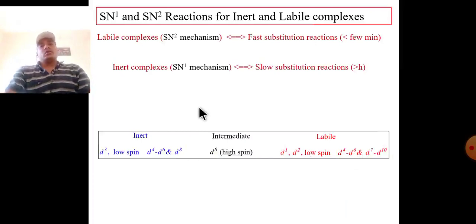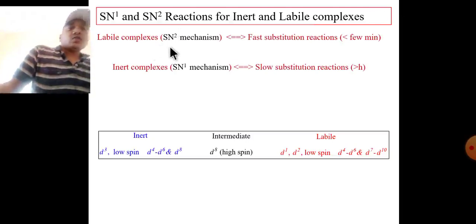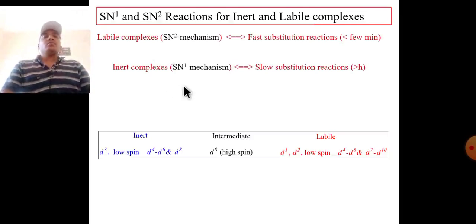Next point is the SN1 and SN2 reaction for inert and labile complexes. Labile complexes are those where the substitution reaction goes to completion within 1 minute. If the reaction goes slowly, then the complex is inert. Most of the labile complexes are SN2, that is associative mechanism, and most inert complexes are SN1, that is dissociative.